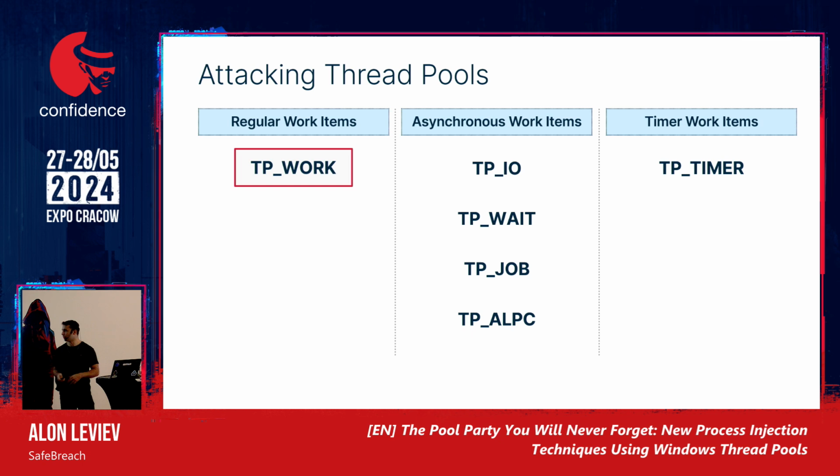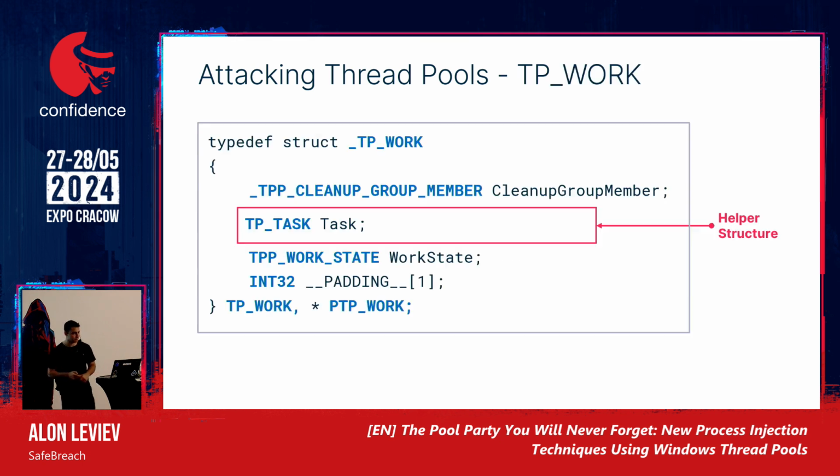So let's start with the regular work item, the TP work. And by looking closely at the work item structure, I found its helper part called the task structure. So now we know that the task structure, which is the helper, is what gets put in the task queue within the thread pool structure. But here is the real question: how does it get there? How does the task get queued?